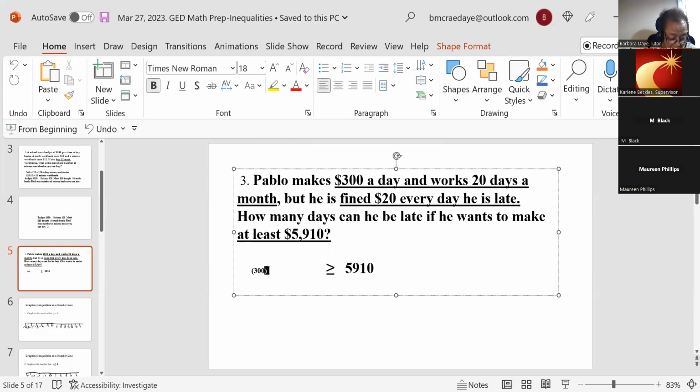Times 20. Now he gets a penalty when he's late. So we're subtracting out $20, and you can call it D, the variable, right? Let me make that bigger because you can't see that. I'll make it bigger.